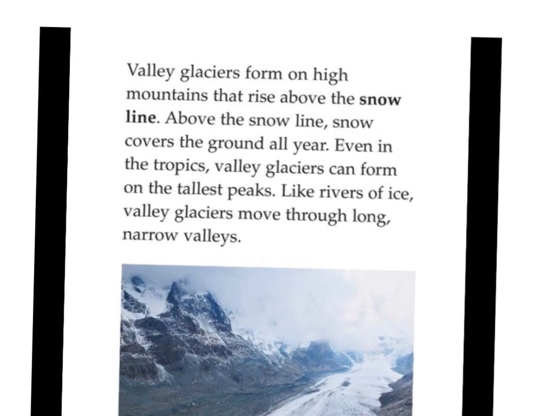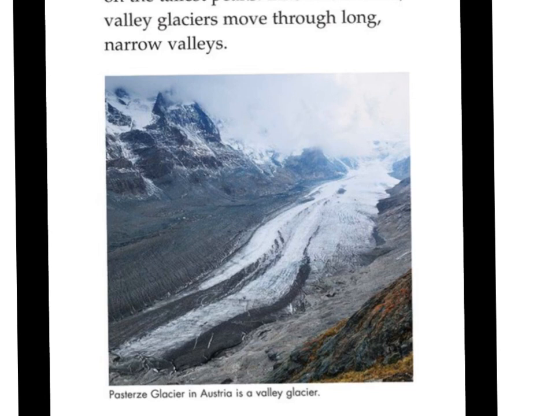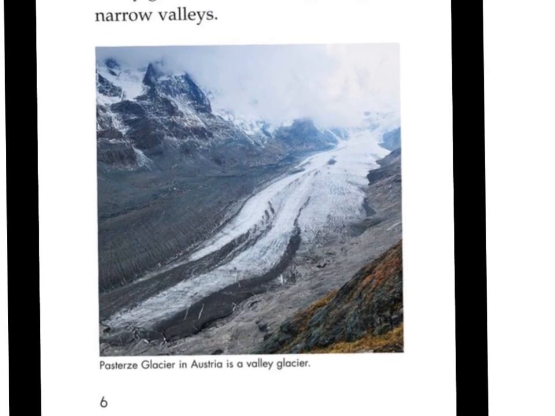Now it says valley glaciers form on high mountains that rise above the snow line. Above the snow line, snow covers the ground all year. Even in the tropics, valley glaciers can form on the tallest peaks. Like rivers of ice, valley glaciers move through long, narrow valleys. So here we have a river of ice. It's called Pasterze Glacier in Austria, and it's a valley glacier. Can you see? It makes a valley because the ice goes like a river.